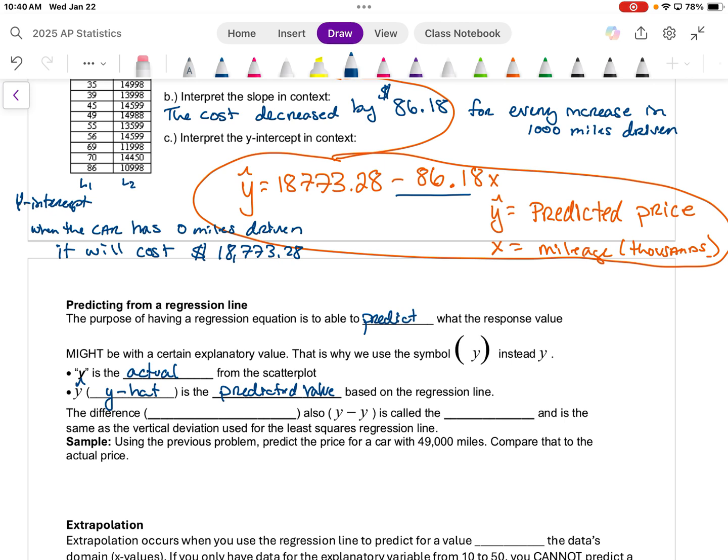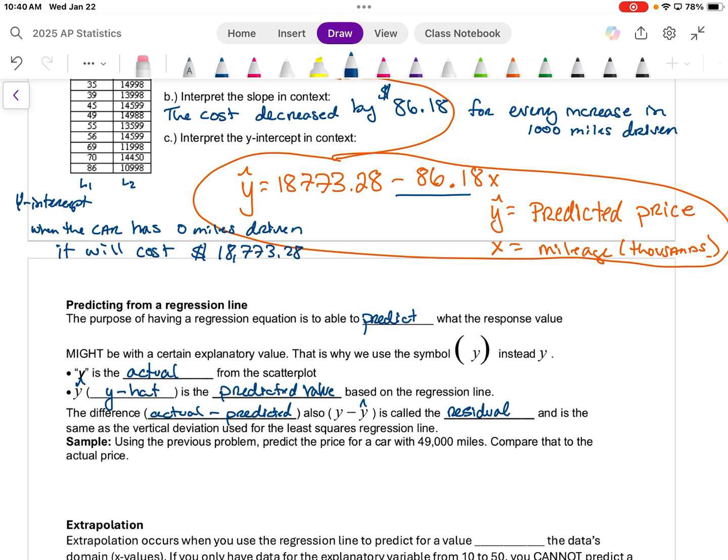The difference between the actual minus the predicted, which we can show symbolically as y minus y hat, is called the residual. As we mentioned earlier in the notes, the residual was the vertical distance between the actual red dot on the very first picture and the blue line. Each dot actually has a residual. Some are large, some are small.